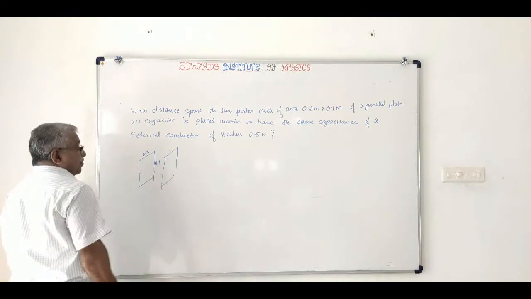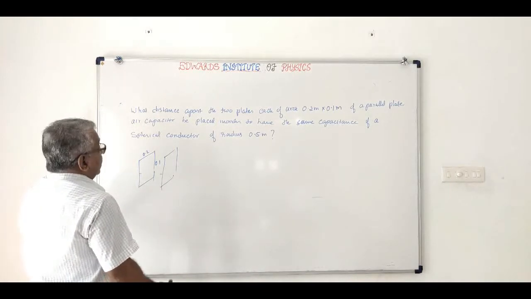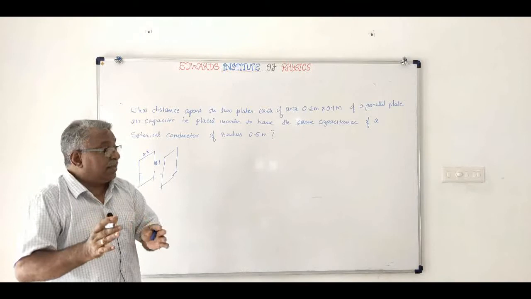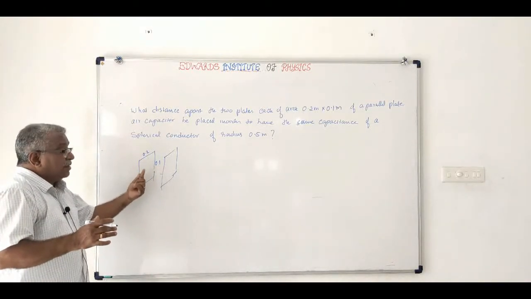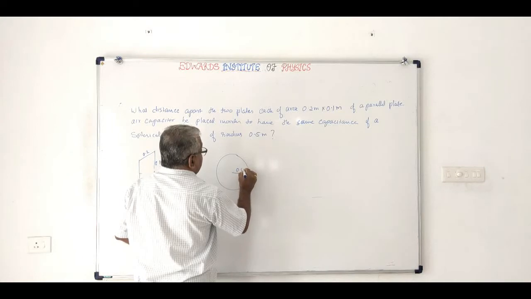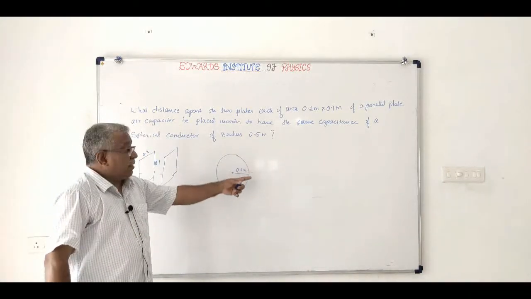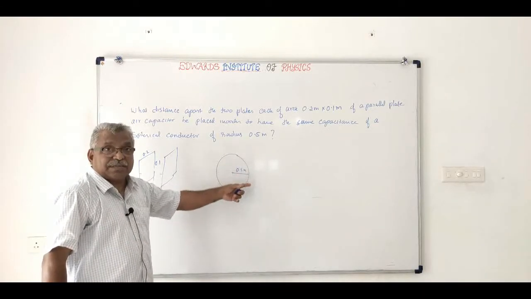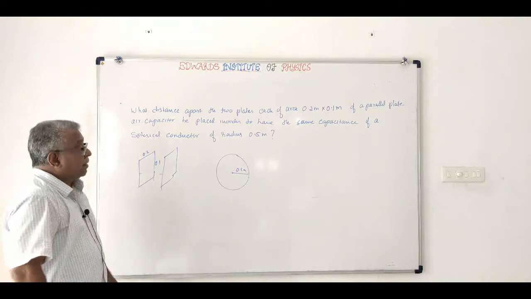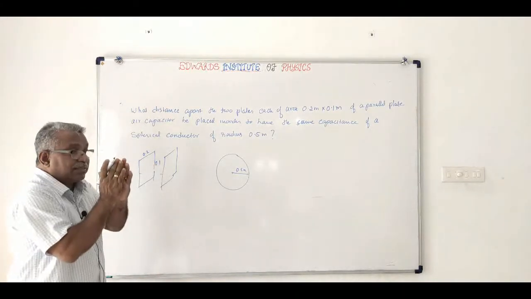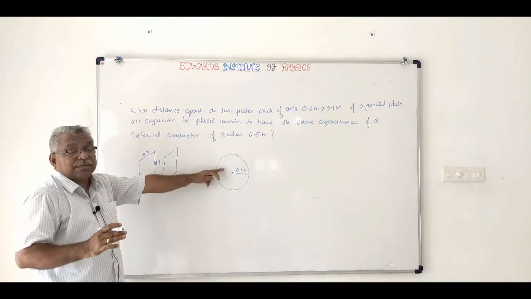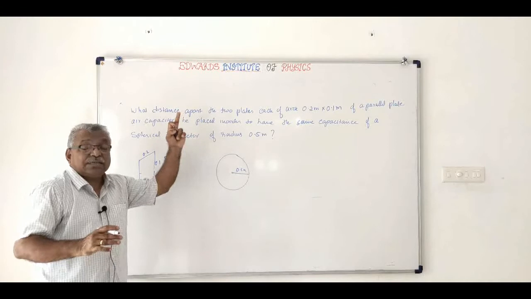We don't know the distance D, and the D has to be adjusted in such a way. What should be the D? What should be the separation? If it wants a capacitance equal to a spherical capacitance of radius 0.5 meter. Suppose the spherical capacitor, you have to find out what is the capacitance of a sphere. Then you have to equate it with the capacitance of the parallel plate capacitor. Understood? The question is at what distance these two parallel plates should be kept in order to have a capacitance equal to a spherical conductor of radius 0.5 meter.